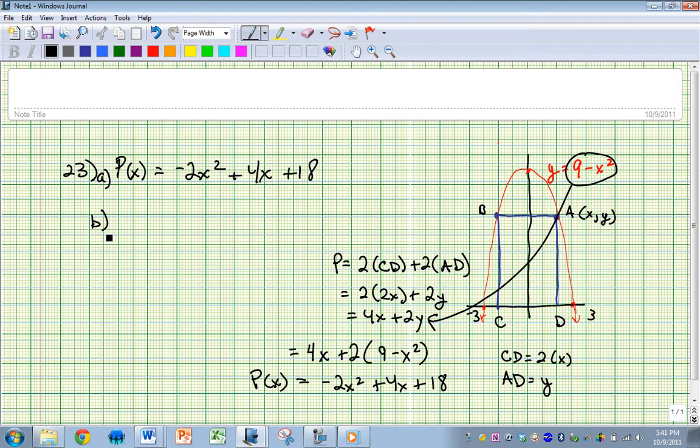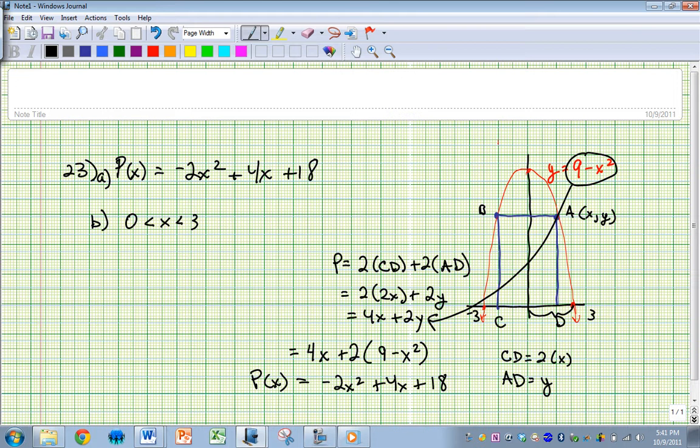Since my input is x, what's my greatest x value? So I look at my greatest x value, which is this. So I have to be between 0 and 3. It can't equal 0, and 3 is also not going to give me a rectangle. So it's going to be between 0 and 3, but not equal to.